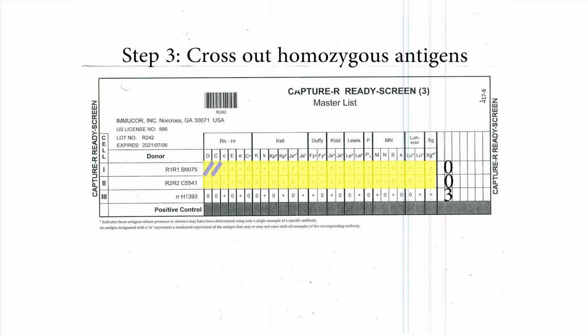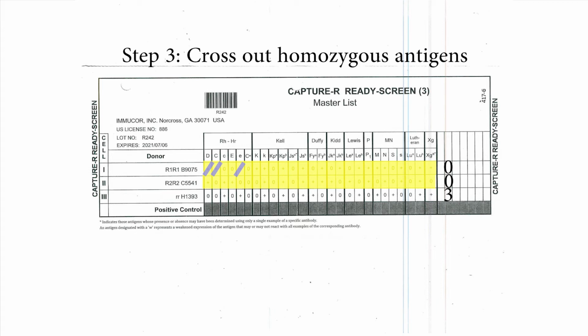Since this is a homozygous cell, we can use this to rule out little e as a possible antibody present in the patient plasma. The next antigen is CW. Can we rule in or rule out CW? The answer is no. The absence of CW in negative reactions is not proof that CW is not the cause of the reaction.